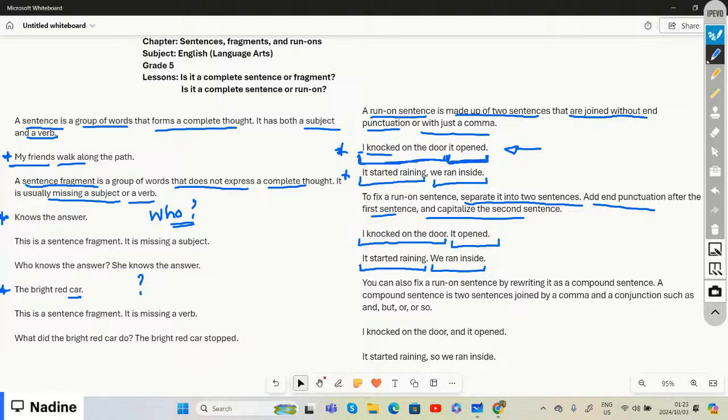All right, so that is basically how we can fix a run-on sentence. A run-on sentence is made up of two sentences that are joined without any punctuation, or joined with just a comma, and we can fix it by separating it into two sentences, right? And then adding the necessary punctuation where needed.